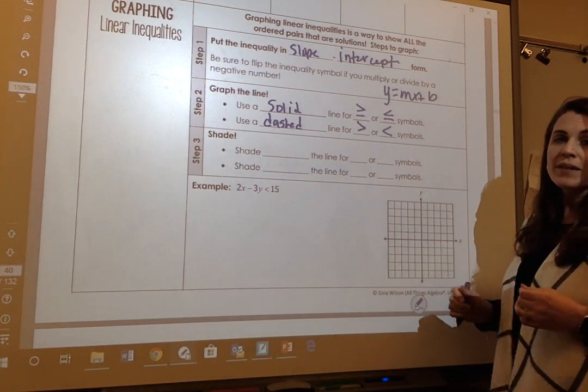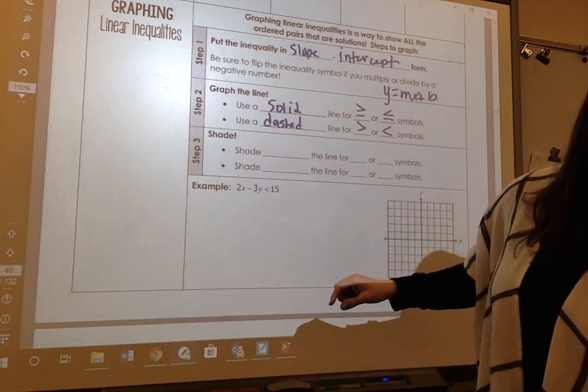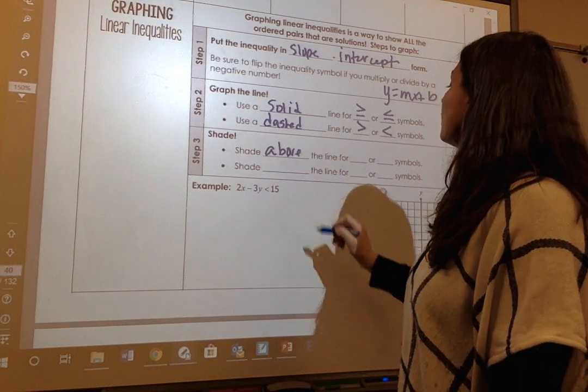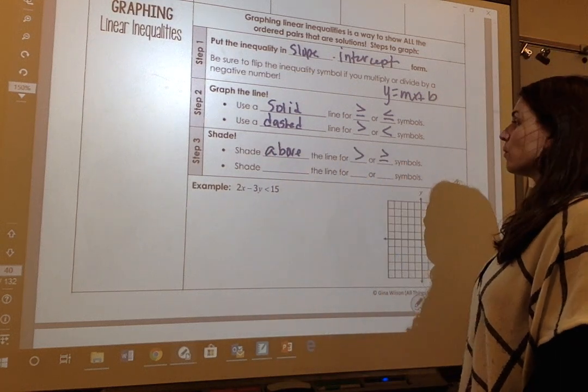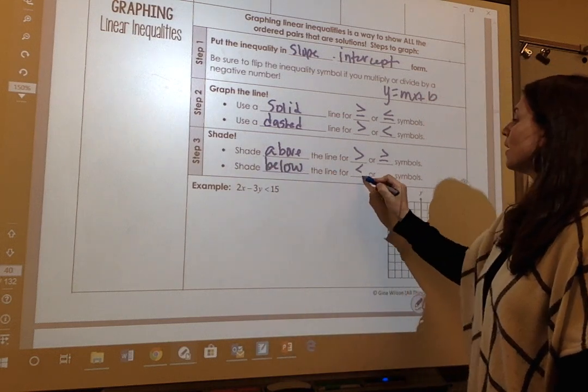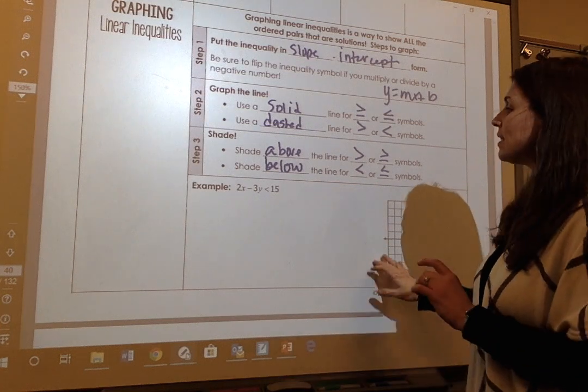All right. Now, that's when we graph the line. As far as shading goes, we are going to shade above the line for greater than or equal, and we are going to shade below the line for less than or equal. All right, so now that we have the rules, let's take a look at what that looks like.